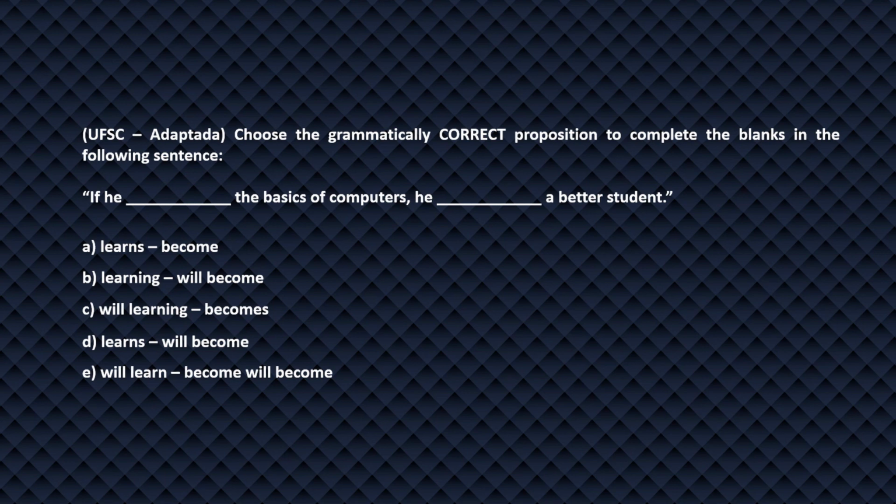Yeah, take a look. He learns, right? Present simple. The basics of computers. He will become a better student. Because letter A, "if he learns, he become," no. "If he learning, will," no. "If he will learning," impossible. Letter D, "if he learns, will become, will learn," and so on. The correct answer is letter D, learns and will become.